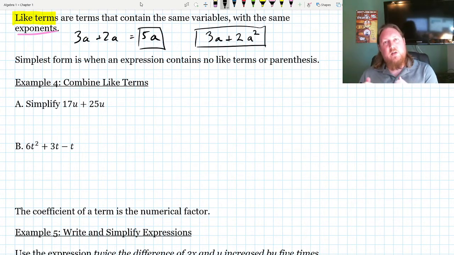Because they're 2 different things. A is different than a squared. So they don't get to combine together and play at all. So you have to have the same variables with the same exponent.